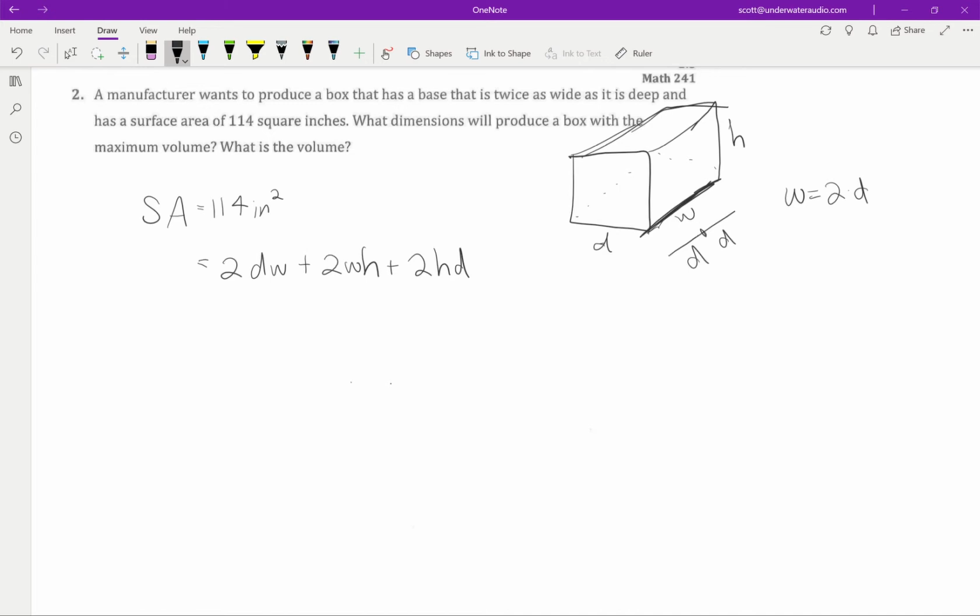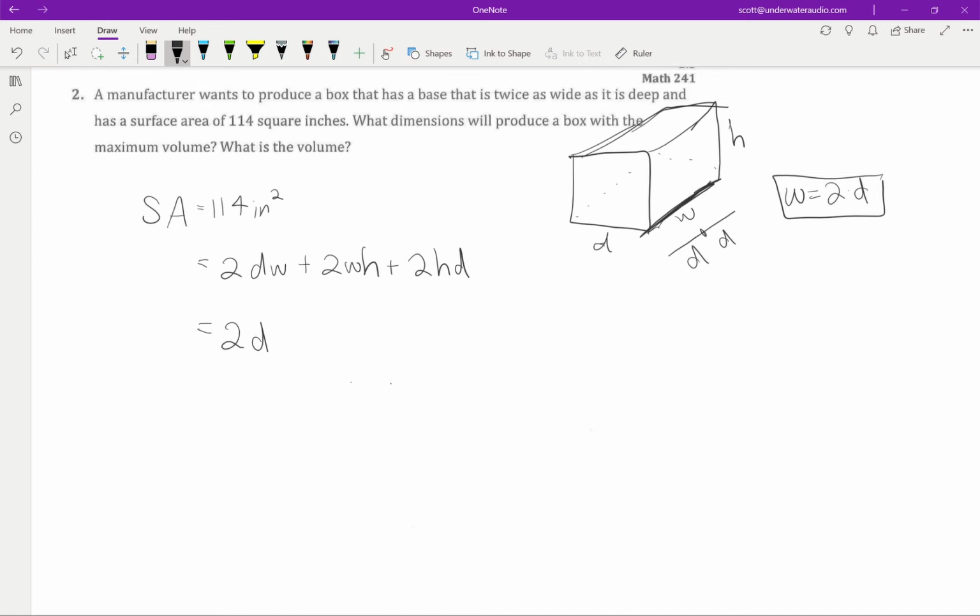This is nice because I know that W is equal to 2D, so I can make that substitution. The reason is there are a lot of variables here, and I'd like to narrow it down to just one variable, because that's what we know how to do, one variable at a time. So everywhere I see a W, I'm going to plug in 2D.